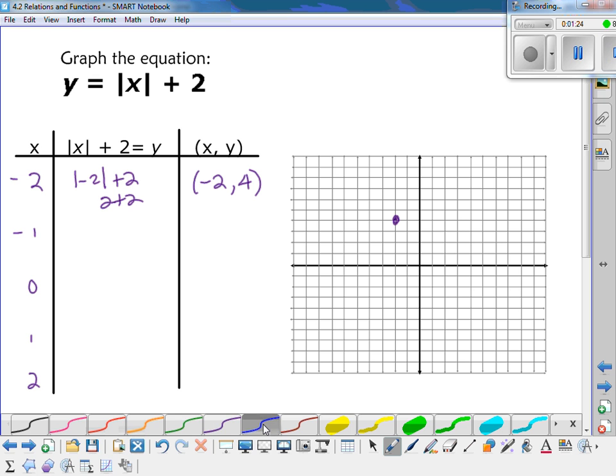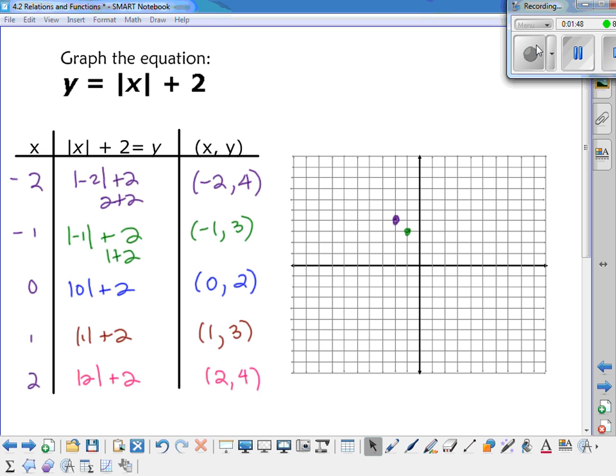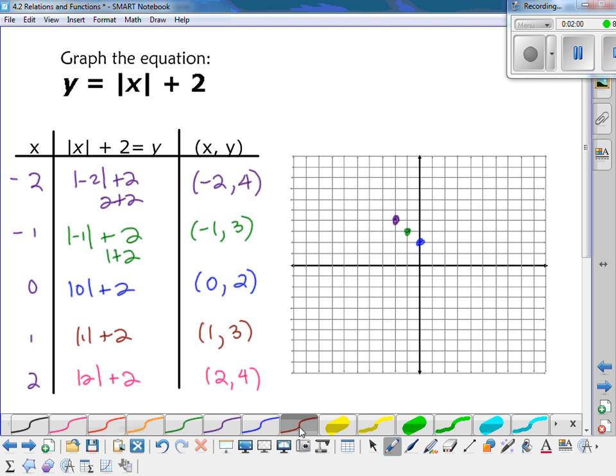All right, then when we do the next one, I take the absolute value of -1 plus 2. So that's 1 plus 2, which is 3, right? So -1, 3 would be my next point. You figure out the other points and see what happens. Okay, so we got 0, 2, 1, 3, and 2, 4. And if we plot those points, 0, 2 is here, 1, 3, and 2, 4.